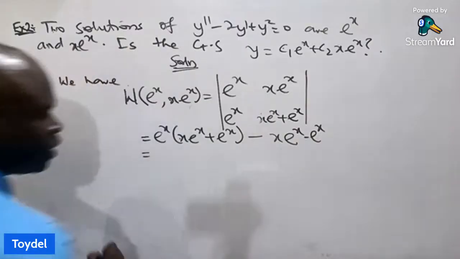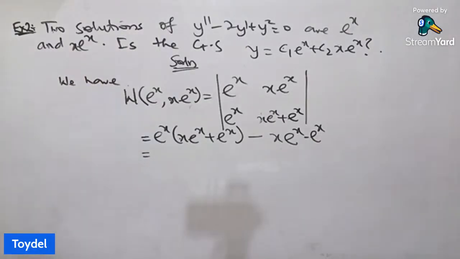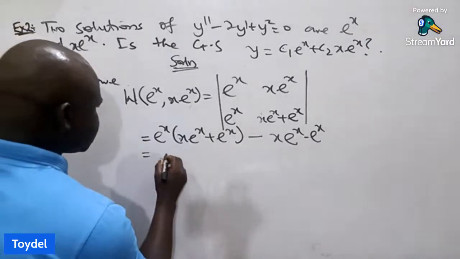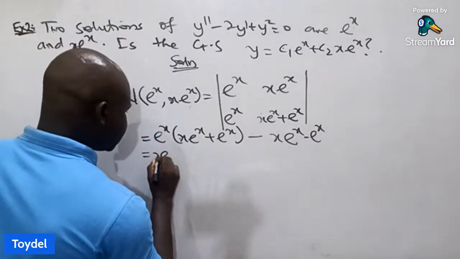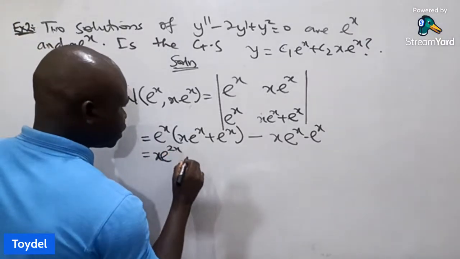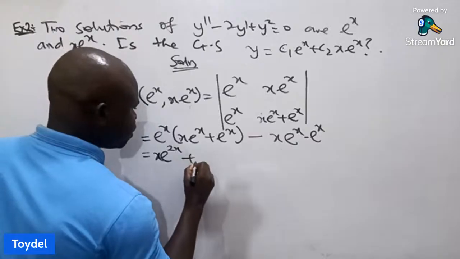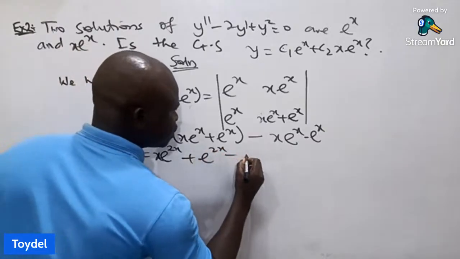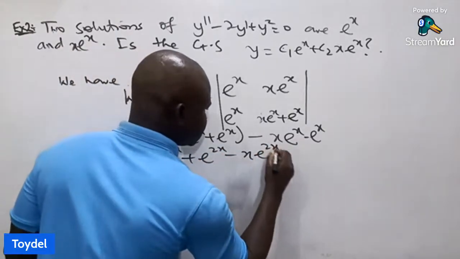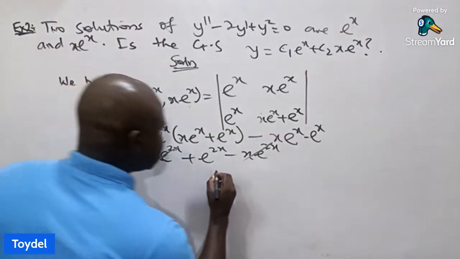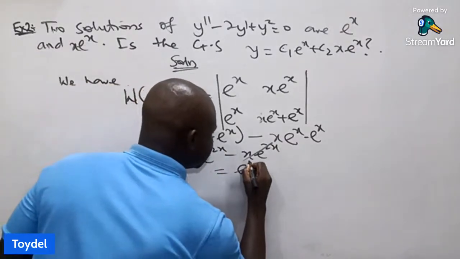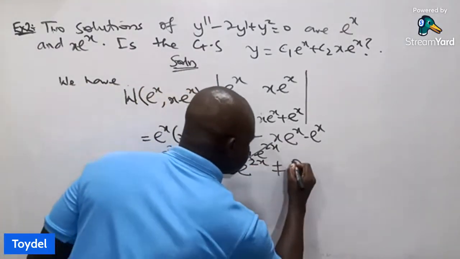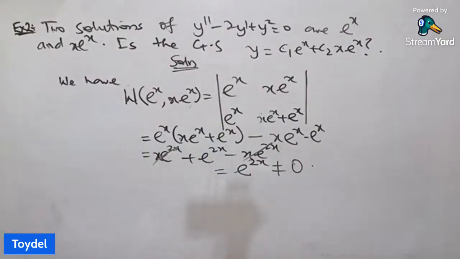From this point now, what do we get? We are going to multiply through. We are going to have x e raised power 2x plus e raised power 2x minus x e raised power 2x. This can take care of this. At the end of the day, the final answer will be e raised power 2x, which is not equal to 0. Okay, that's also what you are going to get. It's not equal to 0.